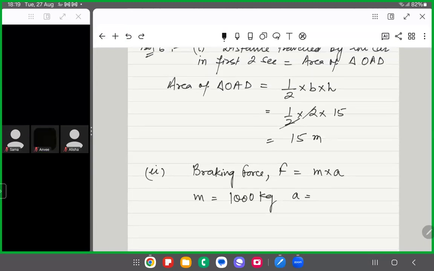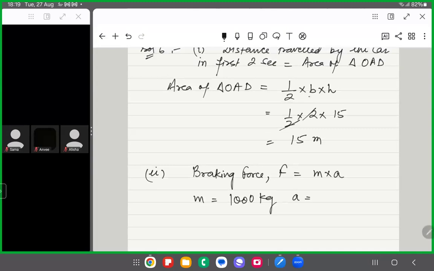If you're confused, let me tell you that this B is your time, right? Which is in seconds. So 2 seconds into 15. This H is your speed, meter per second, not per second square. So second will cut, and what you will get? Meter only. Understood? So this is how you will get the unit.